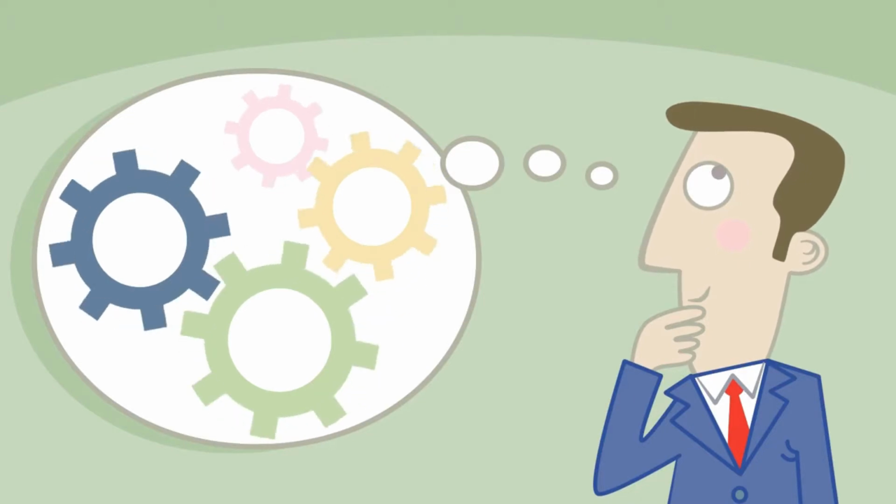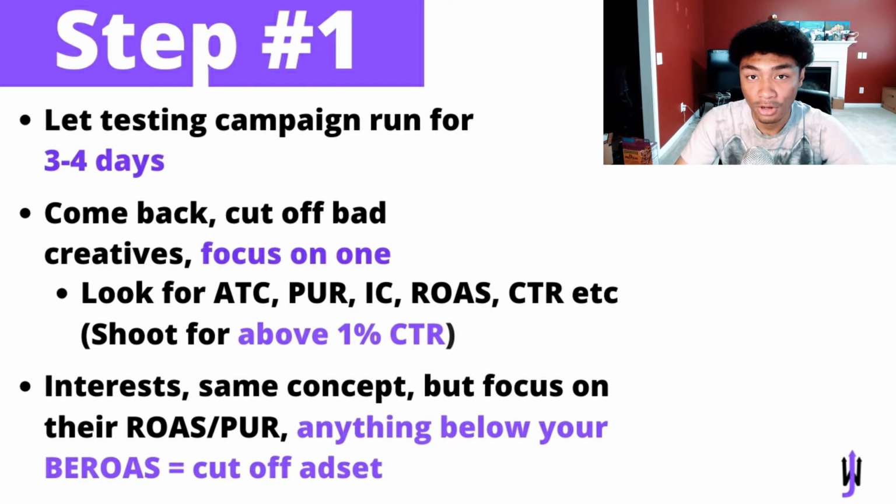And what you guys need to look for is add to carts, purchases, initiate checkout, your ROAS, click-through rate, all that stuff. So that's going to help you determine which creative is doing the best. So you want to shoot for above a 1% click-through rate. And the interests are the same concept, but focus on the ROAS and purchases. So obviously anything below your break-even ROAS, you can cut off the ad set. And then anything above it, you can let it keep running.